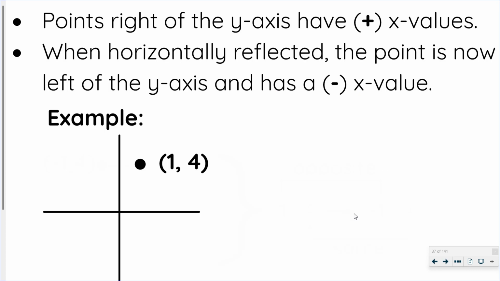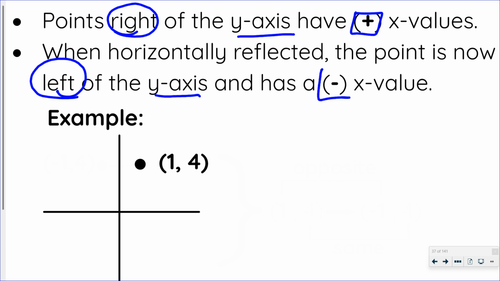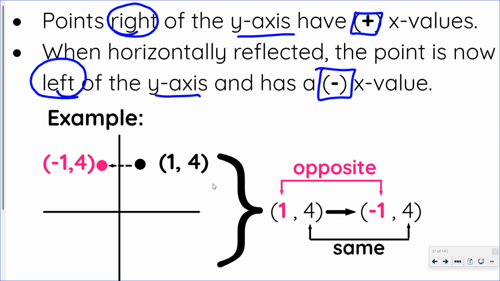Let's talk about how that works. So points to the right of the y-axis have positive x values. When I do a horizontal reflection, the point will now be to the left of the y-axis and have a negative x value. For example, here, this point is to the right. The x value is 1. It's 1 unit to the right. When I reflect it, it becomes 1 unit to the left. So my mapping notation is that x is now the opposite value, y stays the same.